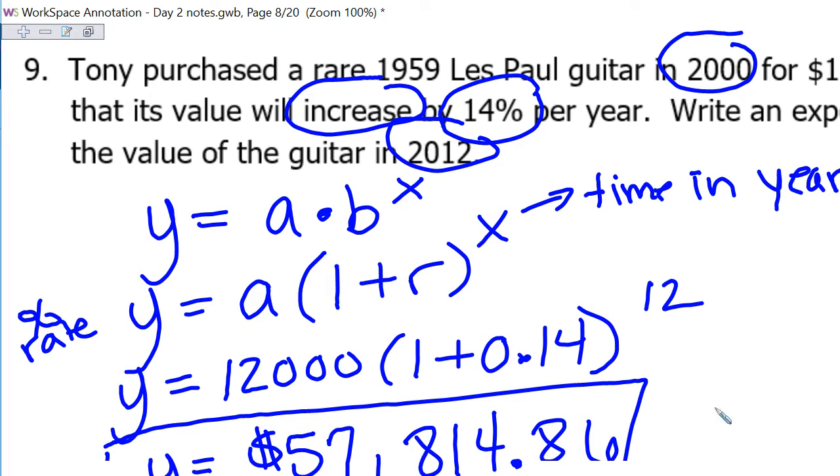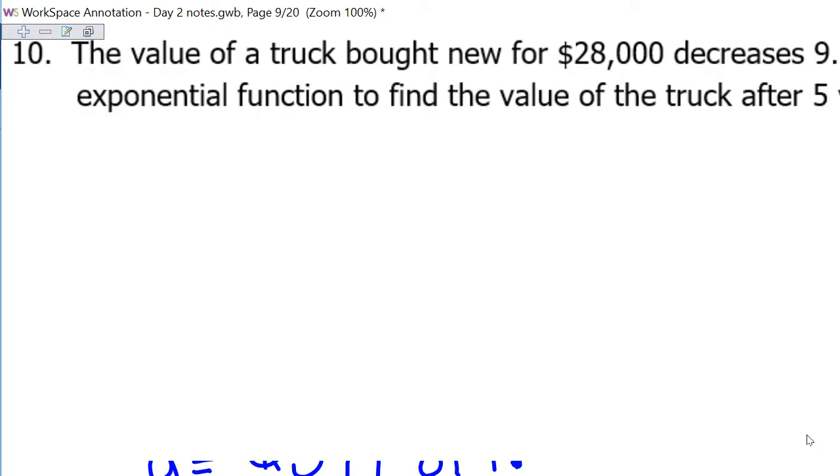Next one, number 10, it says that the value of a truck bought new for $28,000 decreases 9.5% each year. Write an exponential function to find the value of the truck after 5 years. So for a percentage rate problem, it's going to be y equals a, inside the parentheses, either 1 plus r or 1 minus r. What's the key word in this problem? Decreases. So should I add r or subtract r? Subtract r. And then that would be to the x power.